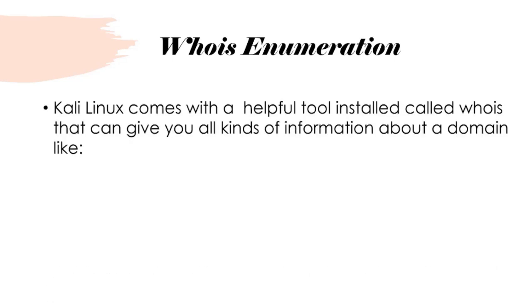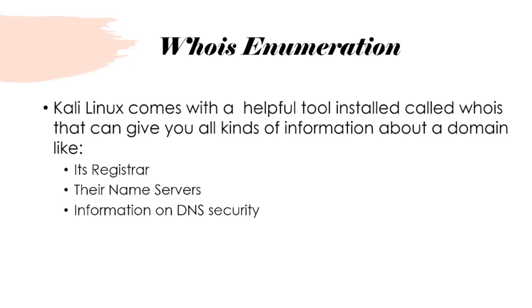Okay, so the next tool that we're going to use for passive reconnaissance is called Whois, and I call it Whois enumeration because we're using Whois to enumerate information, which means pretty much just gathering information. So Kali Linux comes with this helpful tool called Whois, and it lets you gather all kinds of information about a domain, and that includes things like who its registrar is, what their name servers are, information on if they have DNS security in place. You can figure out who the owner is, registration information, and just more things.